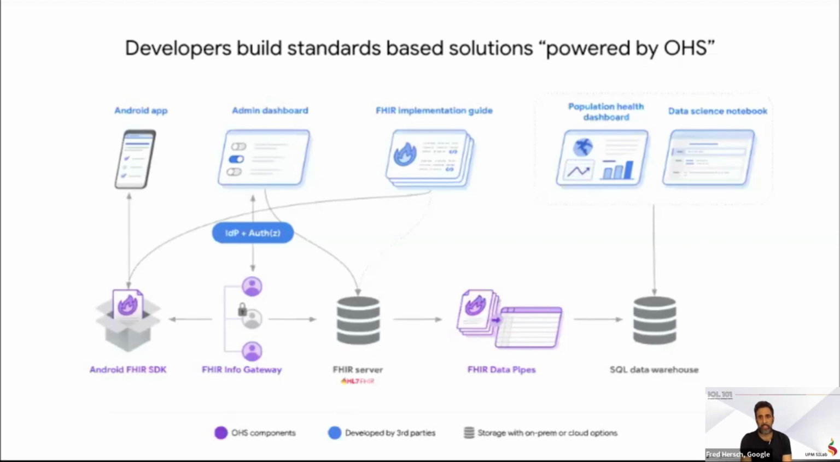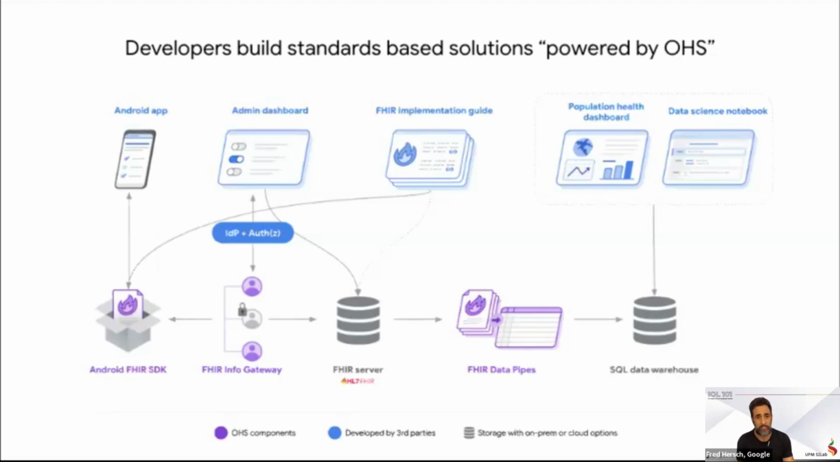I just want to highlight here that these are used by developers to build standards-based solutions that leverage FHIR in some way, that are effectively powered by OHS, right? So OHS itself, it's not a competing solution. It's a set of building blocks that can also be used individually. So for example, you might just want to use the Android FHIR SDK, or you might just want to use FHIR Data Pipes, right? But you can actually also use them together, and when used together, you can start to see that they form a nice kind of backbone, if you like, for a new digital health solution.